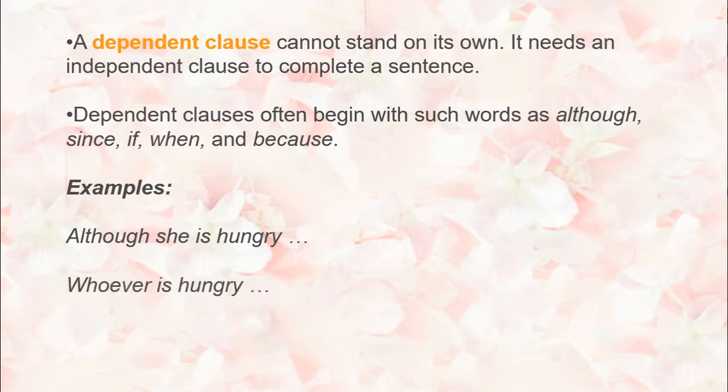Here we have another example. Whoever is hungry. So here we expect something to complete its meaning. So this is another example. Because I am feeling well. Okay, this is another example of dependent clause. If we want to complete its meaning, then we have to depend on another independent clause.